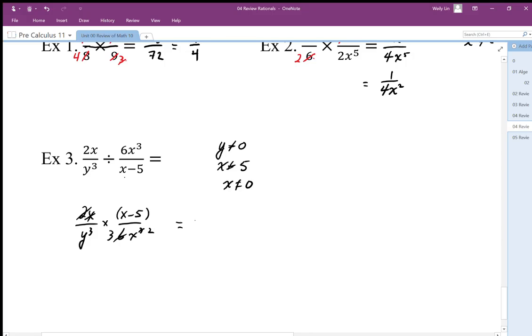It's starting to get messy, so I like to start keeping track of things here. I don't want to do too many steps at once because I start losing track of things. So I have 3, I have an x squared, and I have a y cubed. And at this point, that's all I can do. That's as far as I can go with simplifying this.